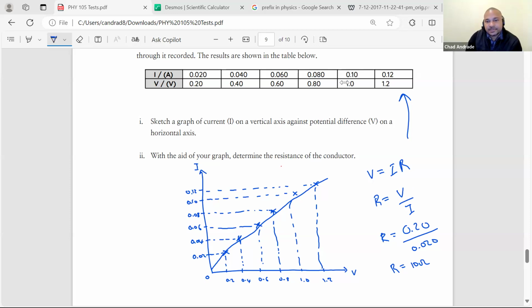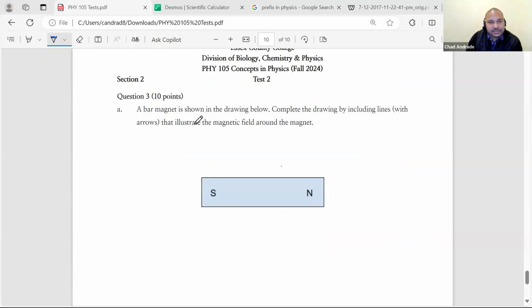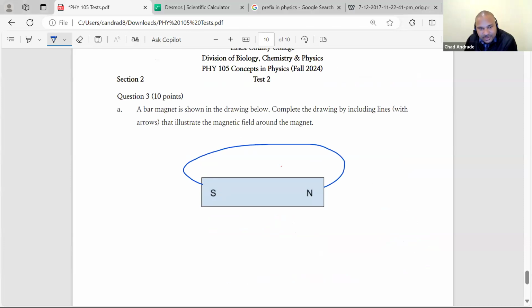All right, so this is third question. It says a bar magnet is shown in the drawing below. Complete the drawing by including lines with arrows that illustrates the bar's magnetic field. Now, this is what I want you guys to do if you saw this, right? So you draw lines that look like loops.